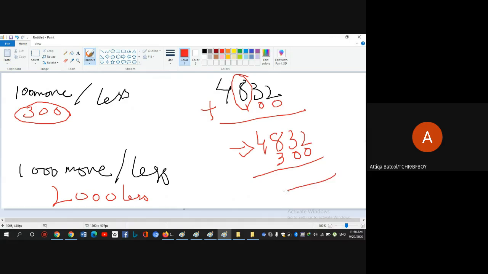I know if children make the sum, they will make a mistake. How? For 4832, you will write 300 starting from the left. This is the wrong way to write the sum. This is very important. Always when you are making a sum yourself, always start writing the second number from the right side. Whether it is addition or subtraction, it does not matter.